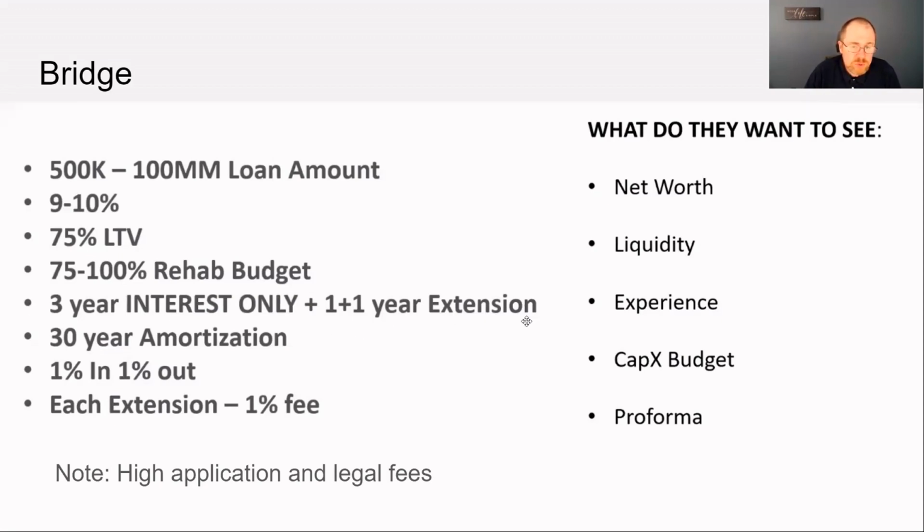So the terms: we discussed 30 years amortization. That's silly. Actually, it shouldn't be there because it's only interest only. Fees are 1% in, 1% out, and each extension is going to be another percent. High application and legal fees, that's very important. Similarly, they want to see net worth, liquidity, experience, capex budget, and pro forma.